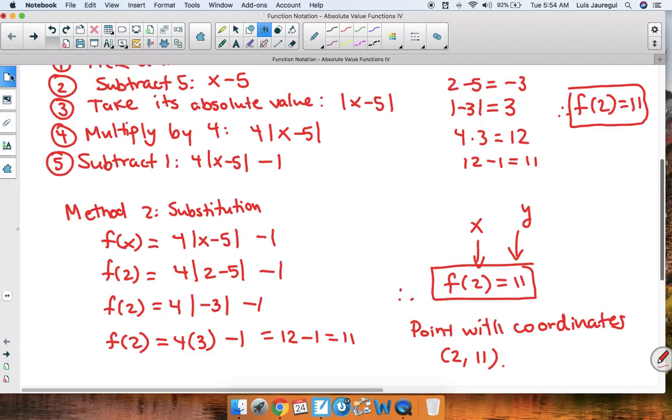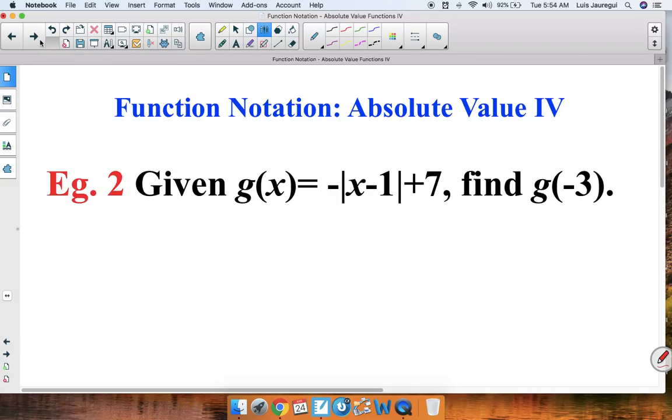Let's see one more example here. Example 2. Given g of x is equal to the opposite of absolute value of x minus 1 plus 7, find g of negative 3. Once again, notice that your input is x, and that your output in this case is the opposite of the absolute value of x minus 1 plus 7. Now, we're interested in finding out what is the value for g of negative 3.